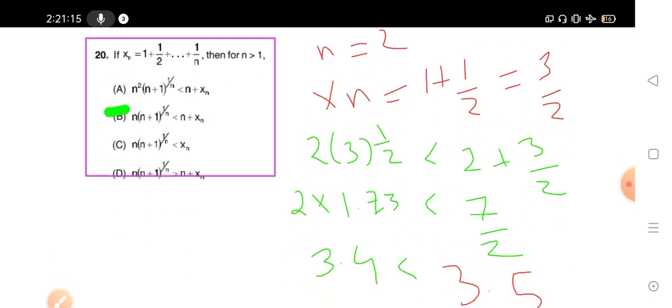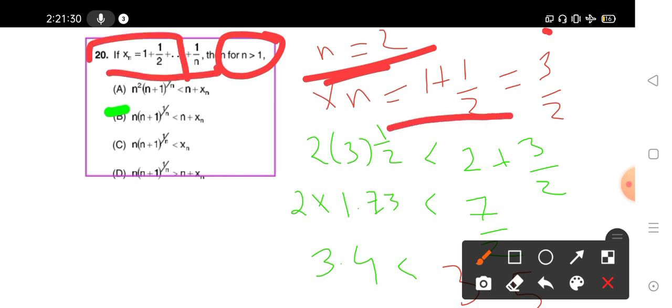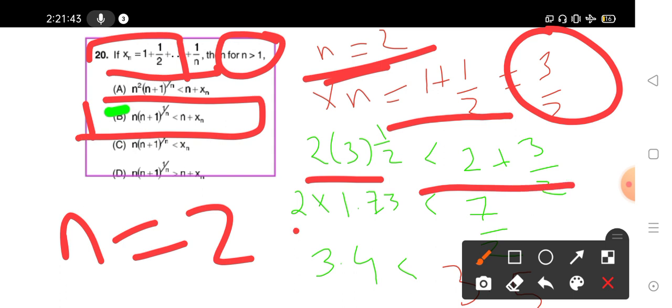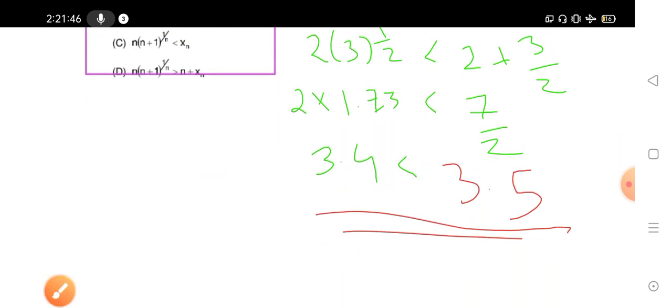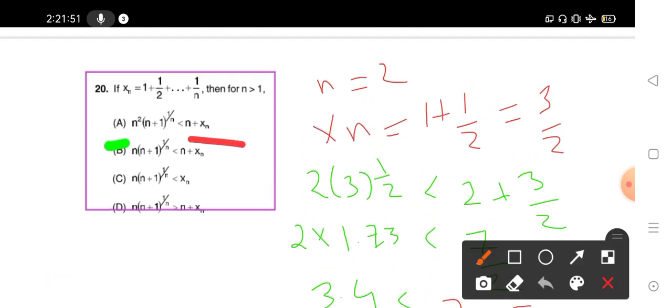Next question. If xn equals 1 plus 1 upon 2 plus up to 1 upon n for n greater than 1. Suppose I take n equal to 2 and put this value: xn equals 1 plus 1 upon 2, which is 3 by 2. In option B, check 2 into 3, where n plus 1 equals 3, raised to 1 upon 2. I take n equal to 2, 2 plus 3 by 2, and we get 3.4 is less than 3.5. So option B is correct.